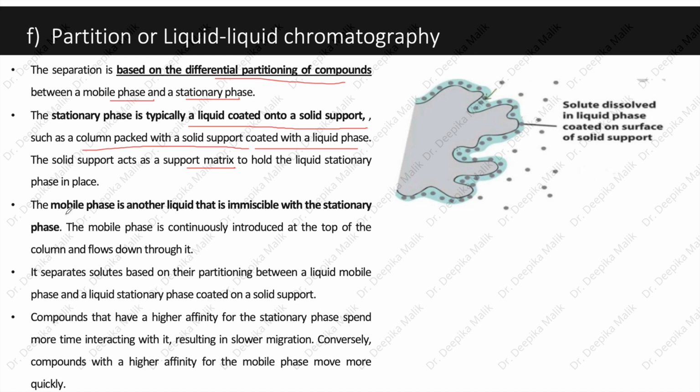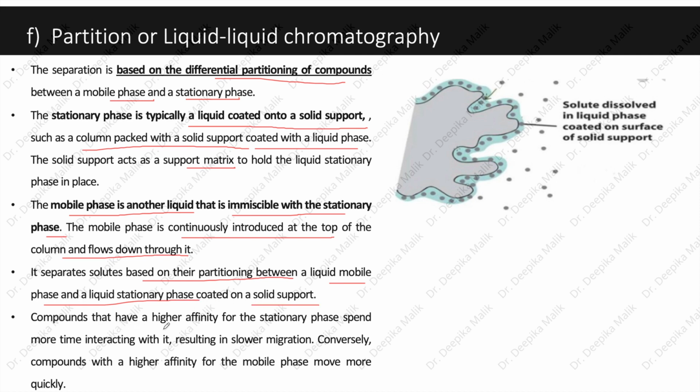The mobile phase is another liquid that is immiscible with the stationary phase. The mobile phase is continuously introduced at the top of the column and flows down through it. It separates solutes based on their partitioning between a liquid mobile phase and a liquid stationary phase coated on a solid support.